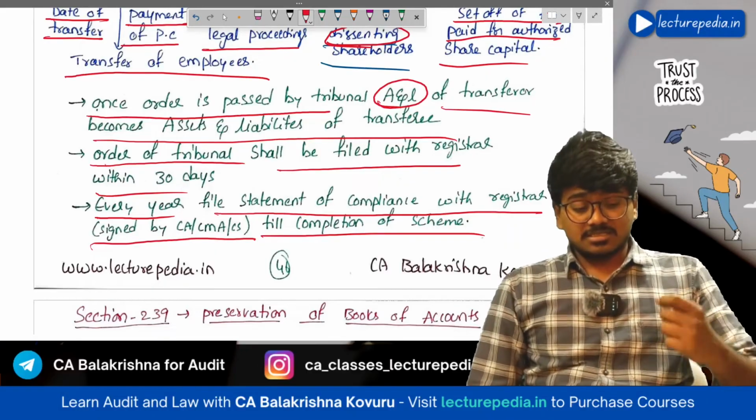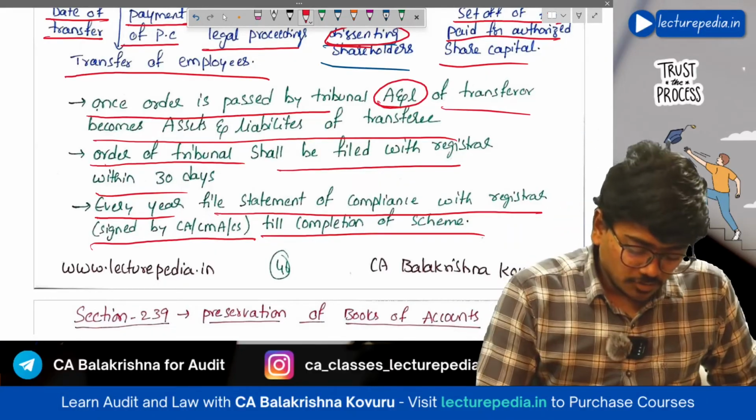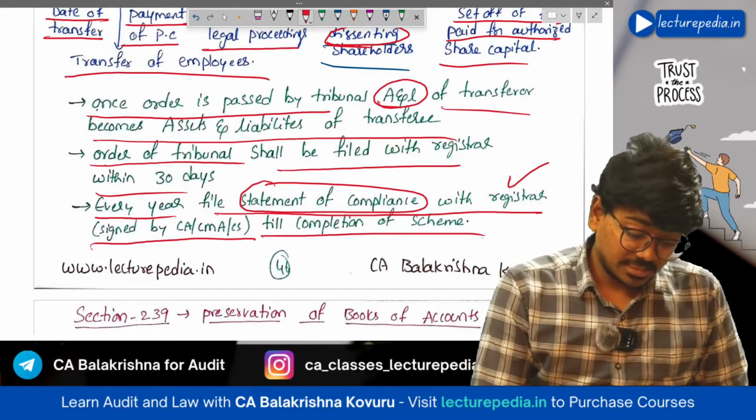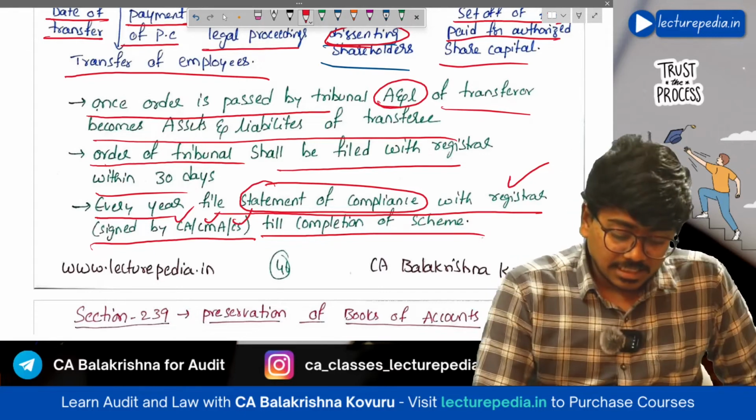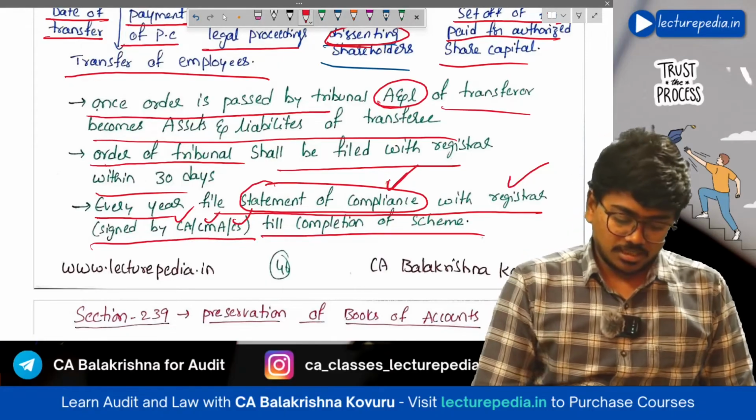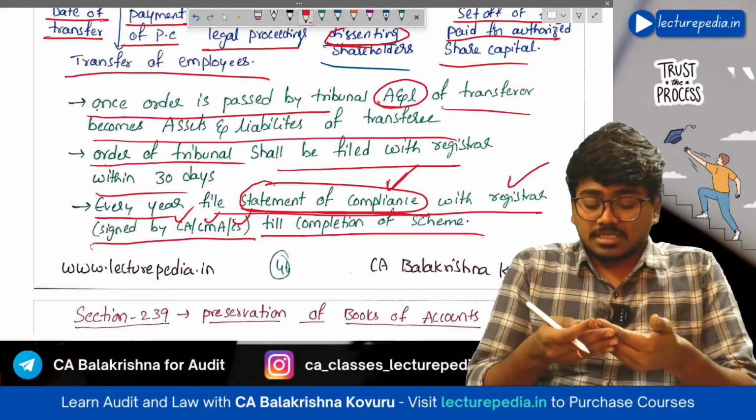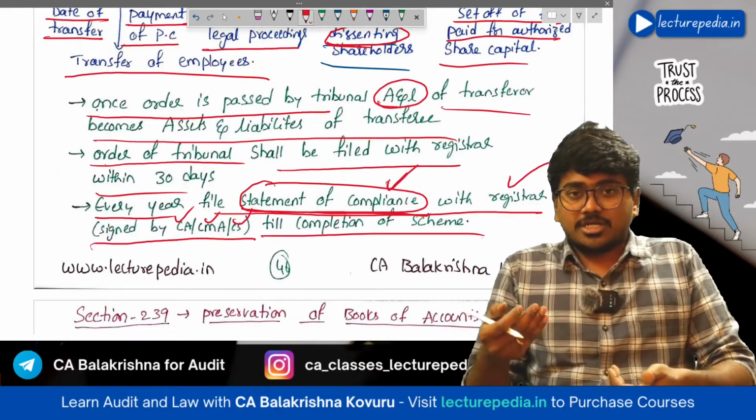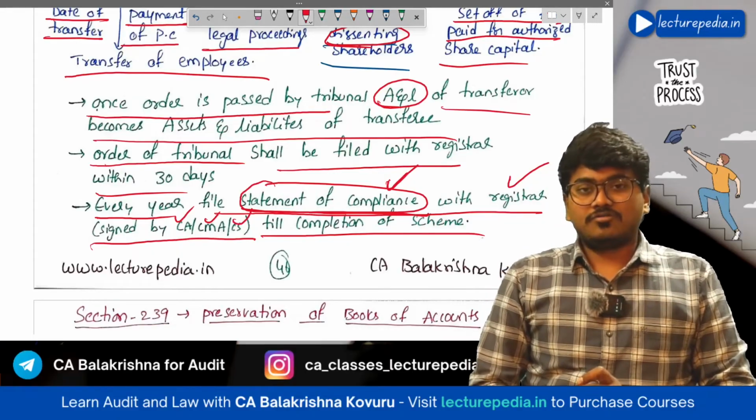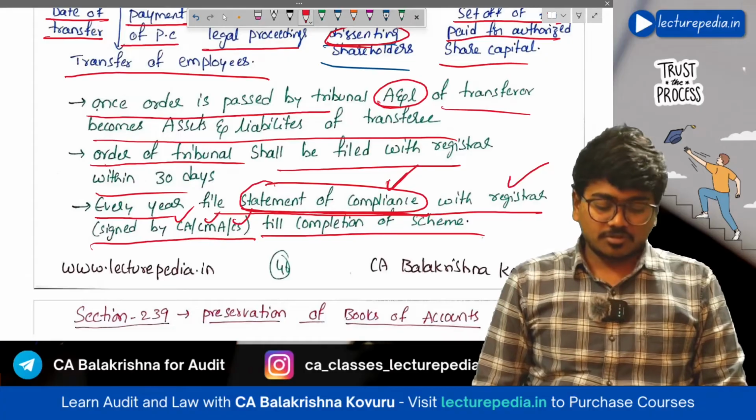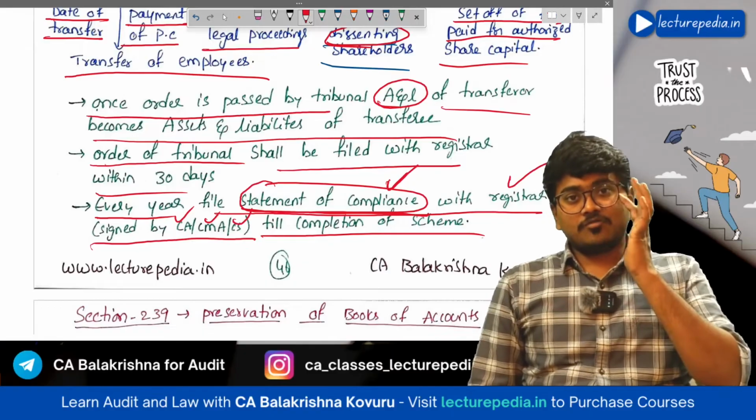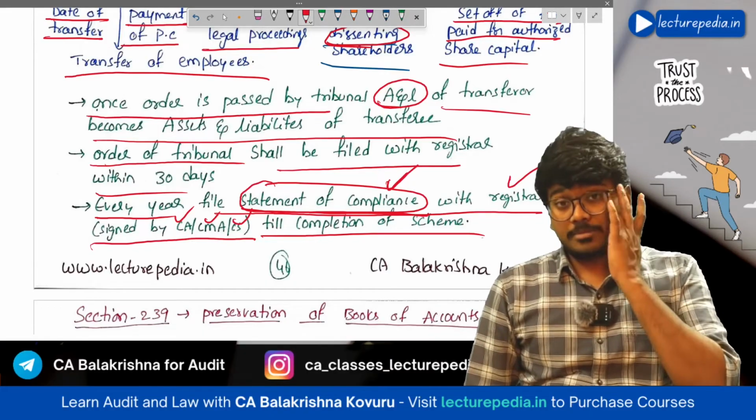In such situations, at the end of each year, you need to file a statement of compliance with the ROC, signed by a CA or CMA, stating that they are complying with the terms of the order of the tribunal. Statement of compliance means the company in the process of amalgamation or merger is following all the terms and conditions given in the order of the tribunal. That is known as a statement of compliance. This statement of compliance has to be filed every year with the registrar till the completion of the scheme of amalgamation or merger. Hope that is clear.